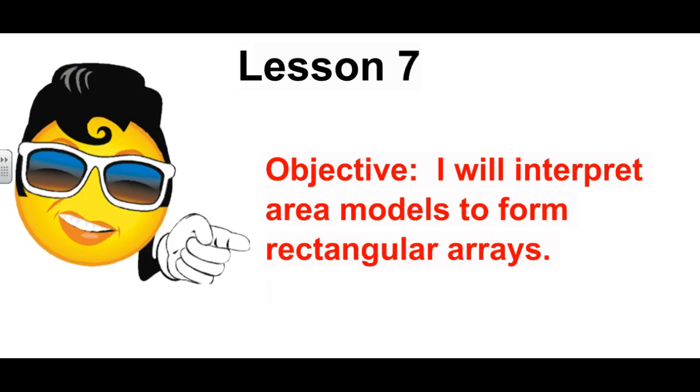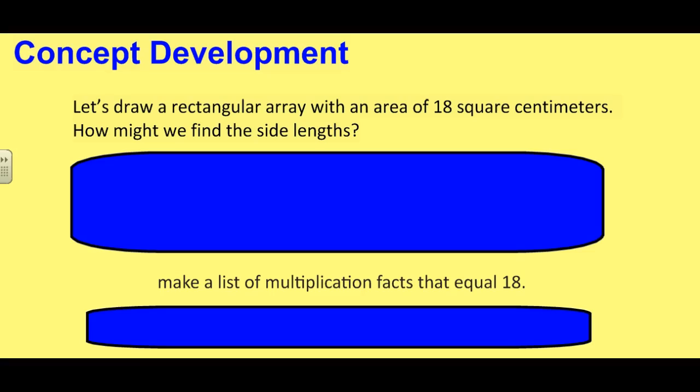Okay, your objective for lesson 7 is I will interpret area models to form rectangular arrays. Okay, so we're going to draw a rectangular array that has an area of 18 square centimeters. So how could we figure out what the side lengths are if we know that the area is 18?